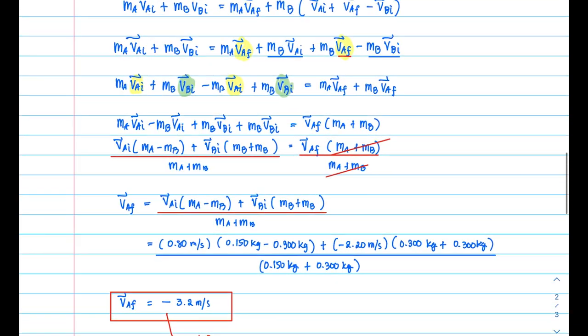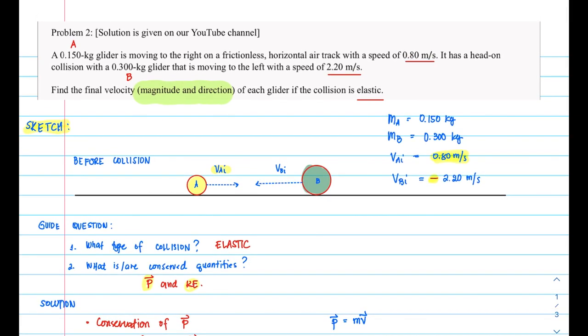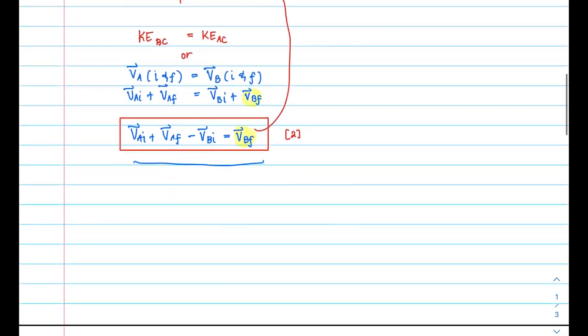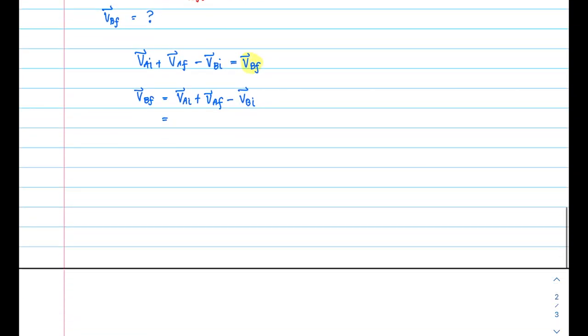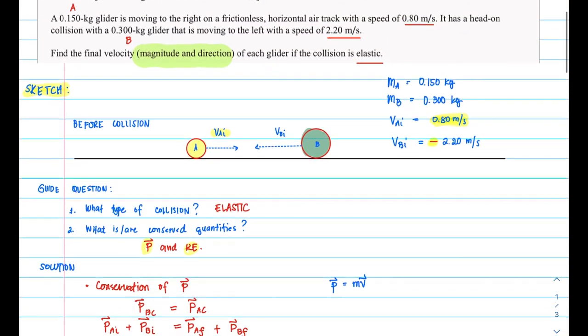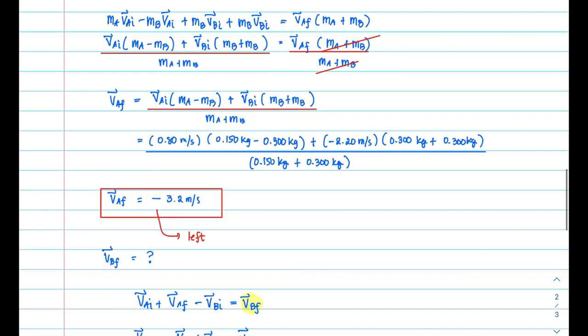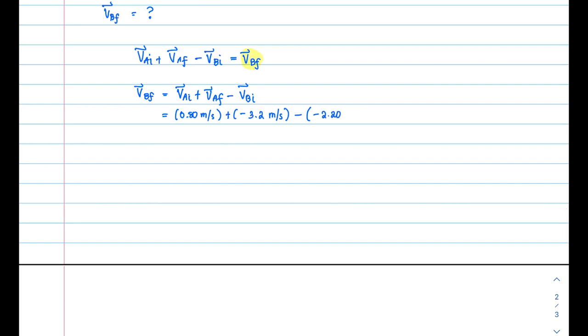All right. So VAI is something that we already knew. So let's do a quick peek from the problem or the sketch over here. VAI is 0.80 and VBI is negative 2.20. All right, so I'm just going to substitute that one. VAI is 0.80 meters per second. VAF is something that we have solved and it is negative 3.2. So you have to be very careful to indicate the negative there. Minus VBI. Also, again, if you go back here, VBI has a sign of negative, so be very careful to indicate that. It's negative 2.20, so you write negative 2.20 meters per second.